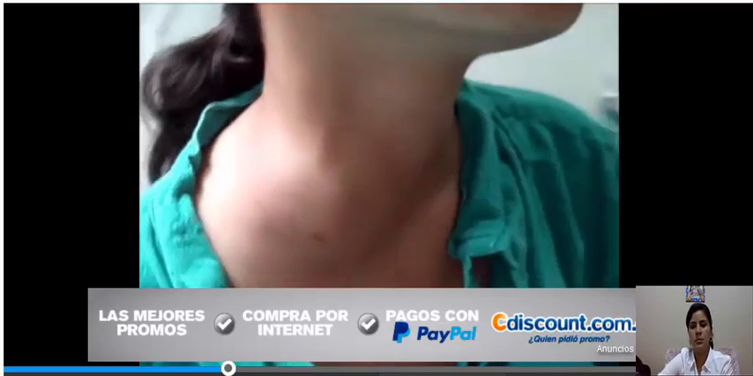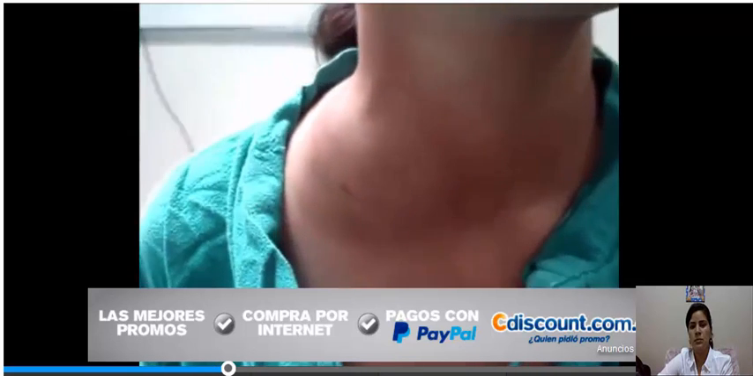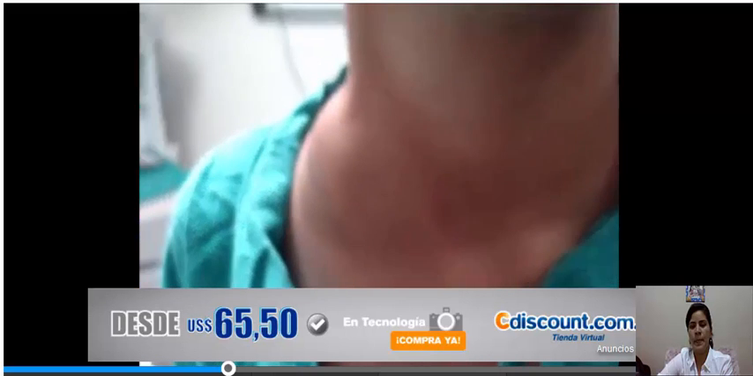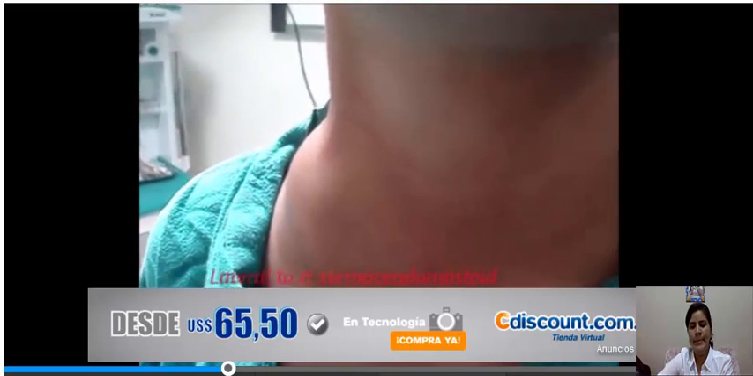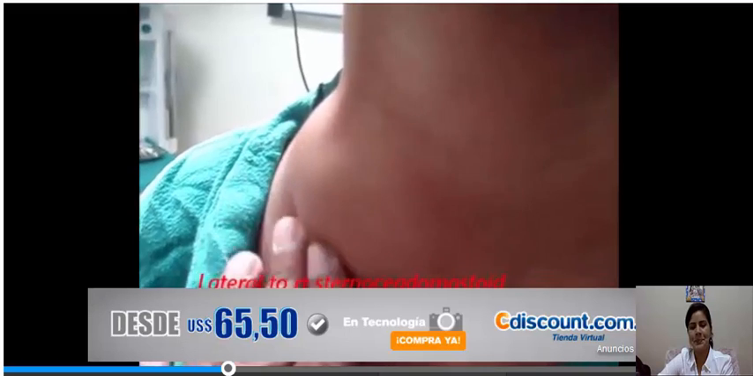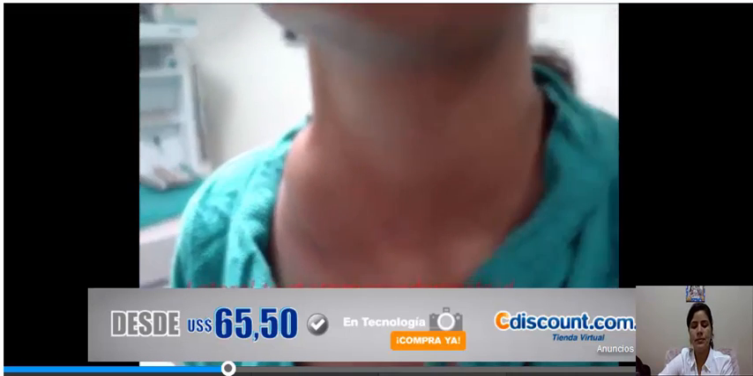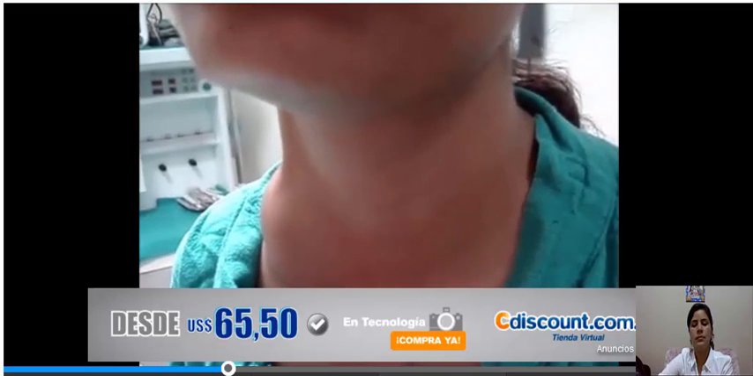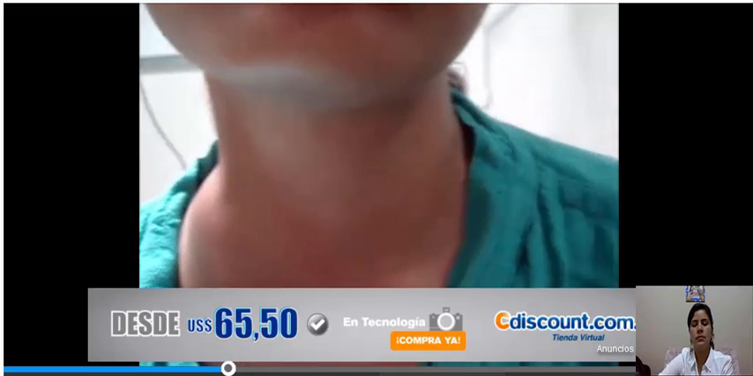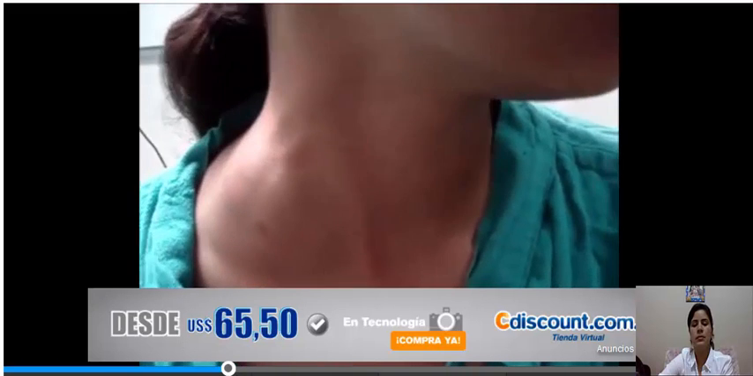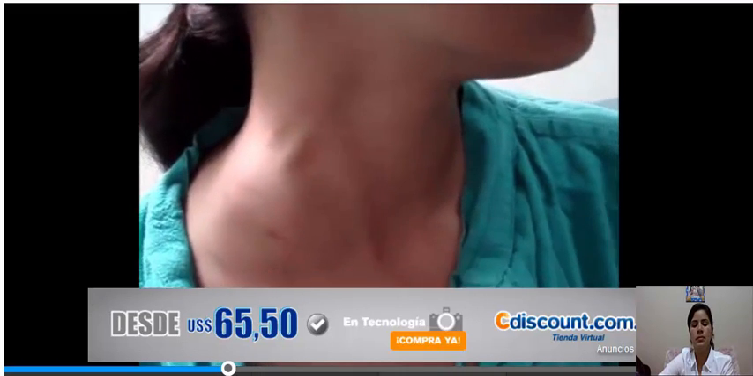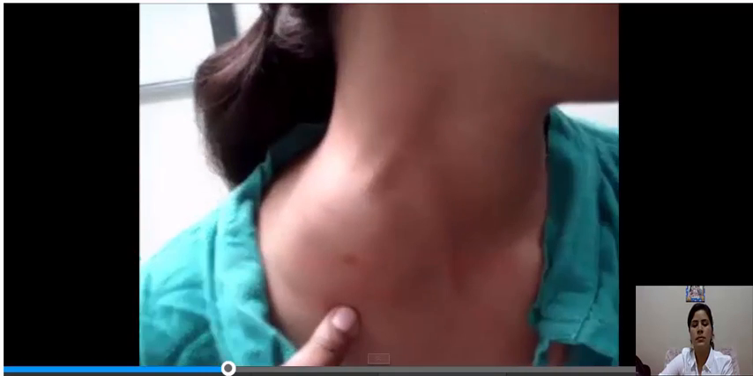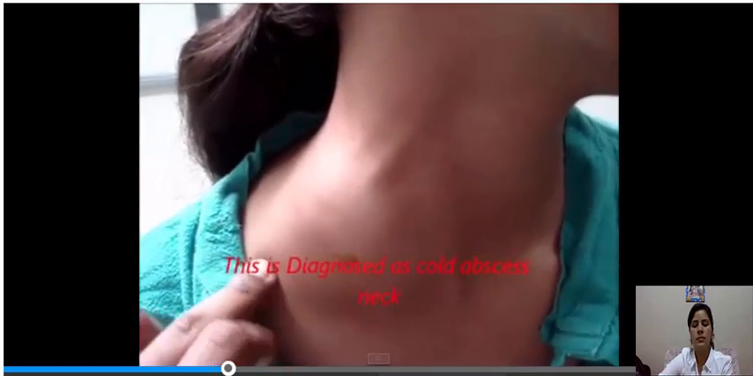This is cystic in consistency. Skin over the swelling is normal without redness. There is fluctuation present. This is non-tender. The swelling doesn't increase with coughing and does not move with deglutition. This is diagnosed as cold abscess of the right side of the neck, which was confirmed with FNAC.